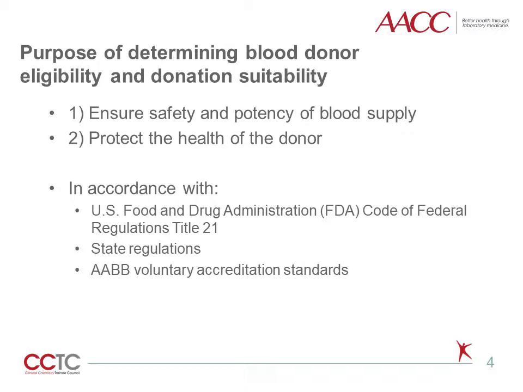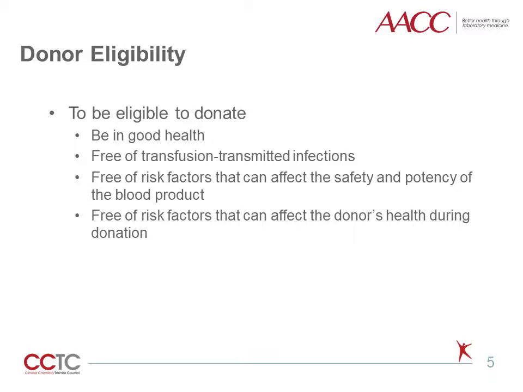The U.S. Food and Drug Administration, or FDA, state regulations, and AABB standards all play a part in determining blood donor eligibility and donation suitability. Let's start with donor eligibility. For a donor to be eligible to donate, they must be in good health, free of transfusion-transmitted infections, not be at risk of harm during the donation process, and free of risk factors that can potentially affect the safety or potency of the blood product. We will discuss more regarding these infections and risk factors later in the presentation.